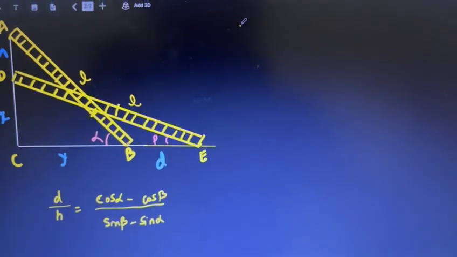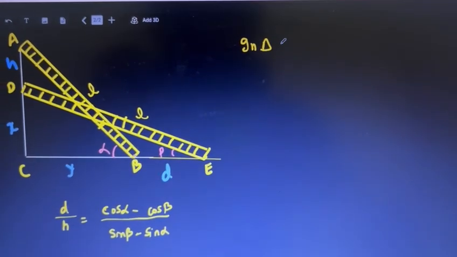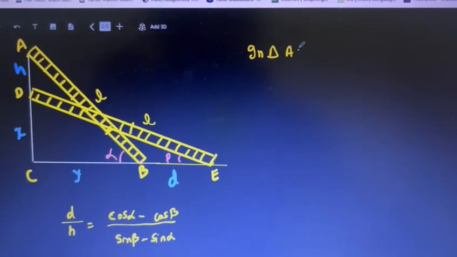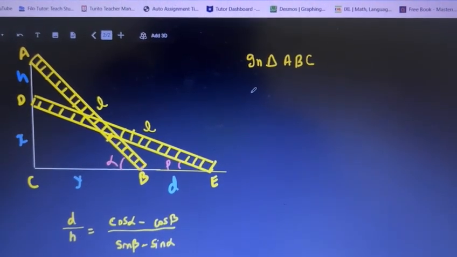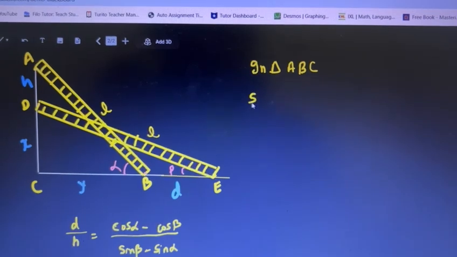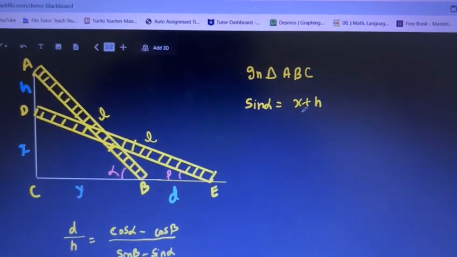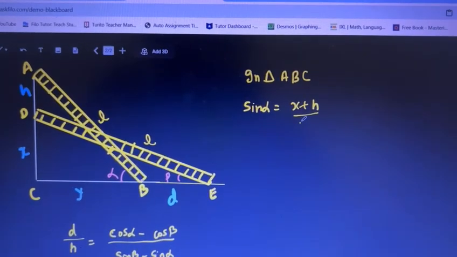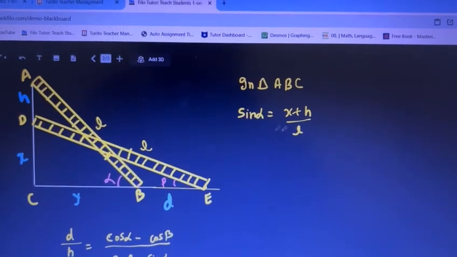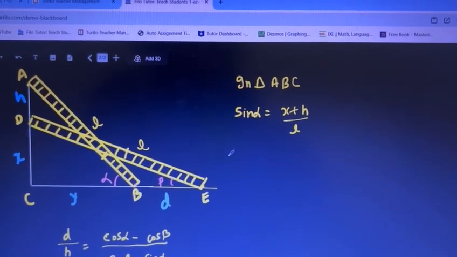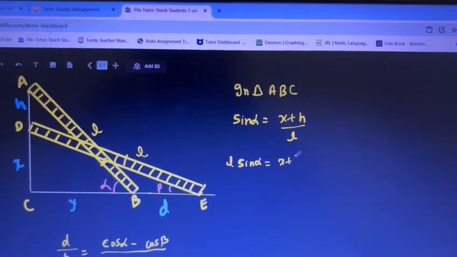Now in order to prove this, we'll consider two triangles. In triangle ABC, let's consider this triangle ABC. Now here we will apply two things. Sin alpha will be X plus H over, sorry, over L, because L is the hypotenuse, that is AB. Now cross multiply this, what will we get? L sin alpha is equal to X plus H.